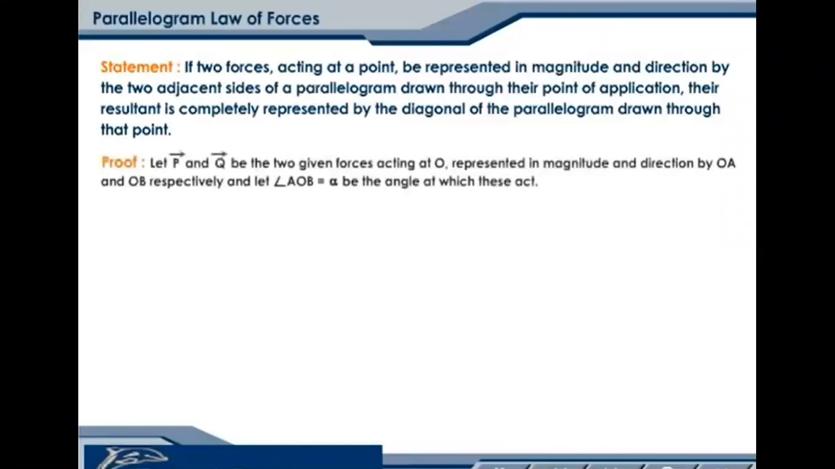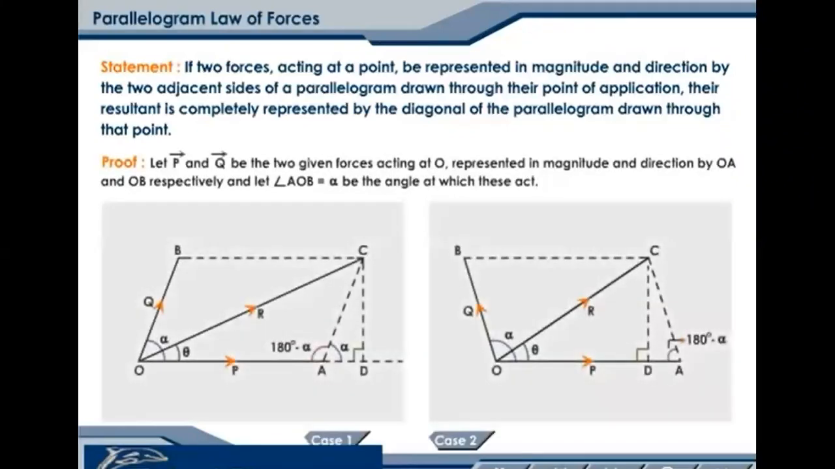Now let's understand the proof of this law. Let P and Q be the two given forces acting at O, represented in magnitude and direction by the sides OA and OB respectively of the parallelogram OACB. Let angle AOB equal to alpha be the angle at which these two forces act. Alpha may be acute or obtuse. Click on the button case 1.